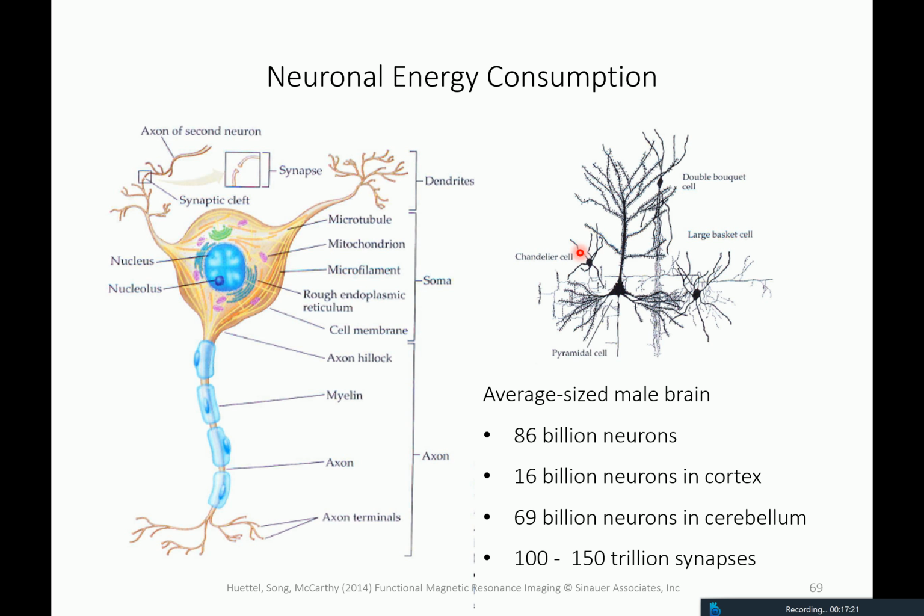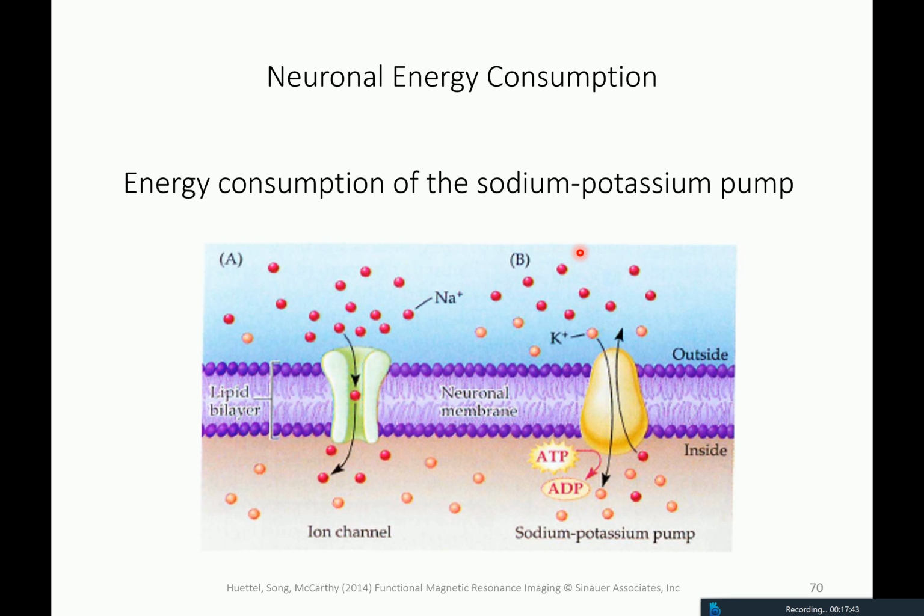And there are 100 to 150 trillion synapses. So there are many more synapses than neurons, which in a way also means that the communication between neurons might be more important than the contribution of each individual. Yeah? I will not ask these numbers in the exam. But there are many.